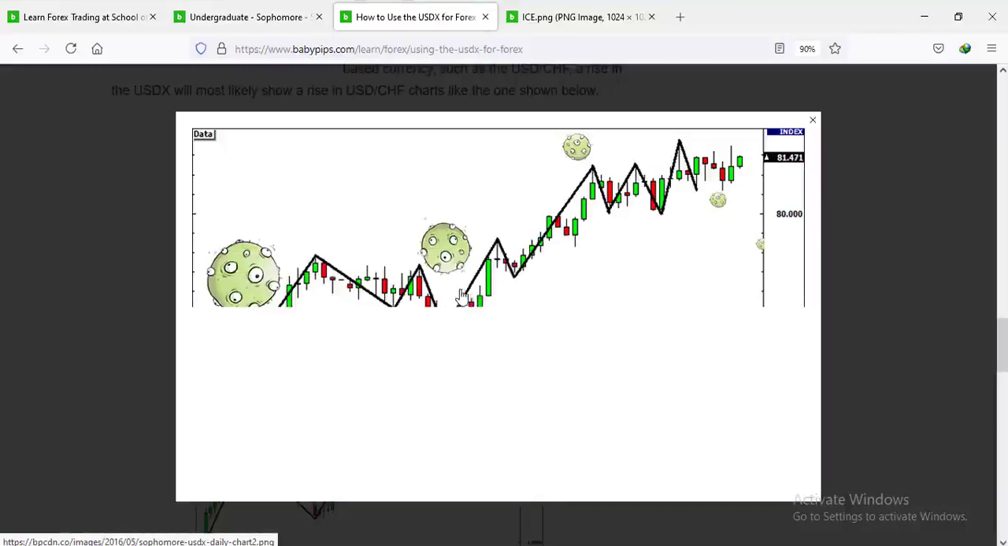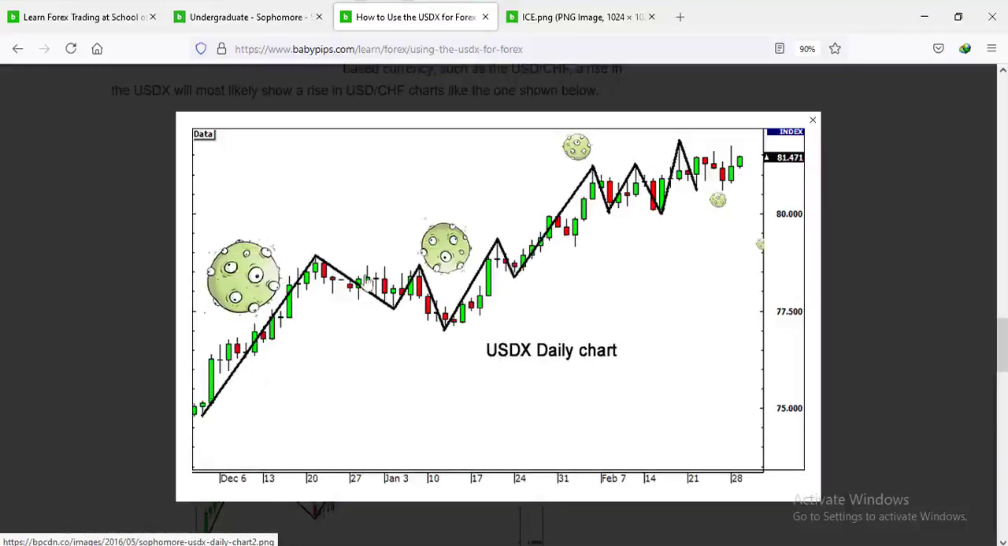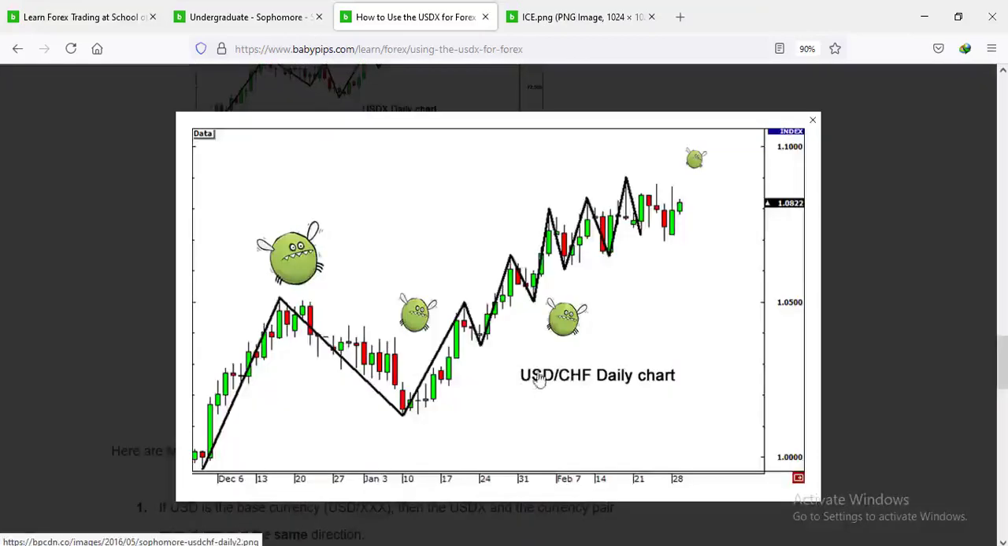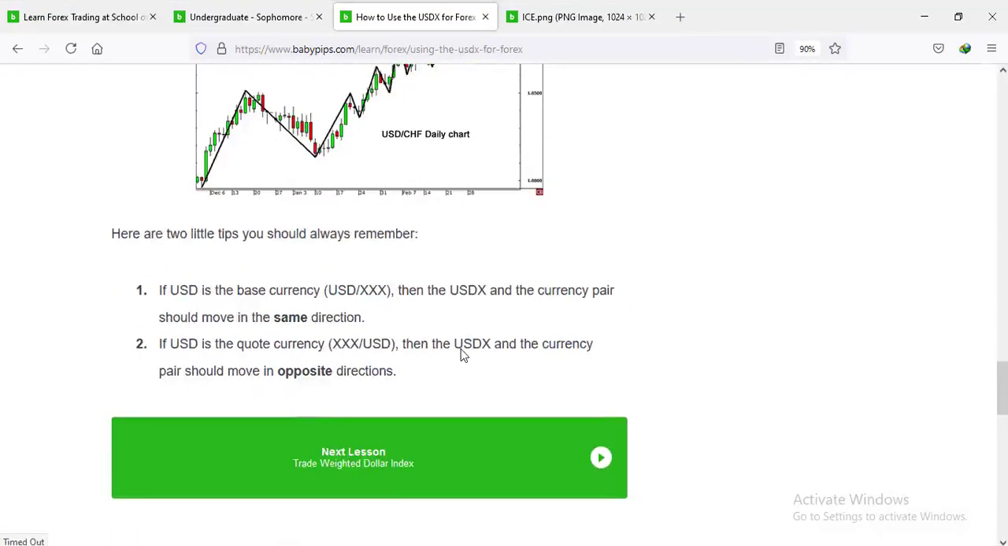Now here we have the US dollar index. It's on a roller coaster going up, going up the top side. USDX daily chart. Now let's look at USD CHF. Because in USD CHF the US dollar is the base currency, see what the price is doing. Price is also moving to the top side. Exactly the same thing. I hope you understand that. So that's how to use the US dollar index. You can use the USDX as your trade indicator for the US dollar pairs.